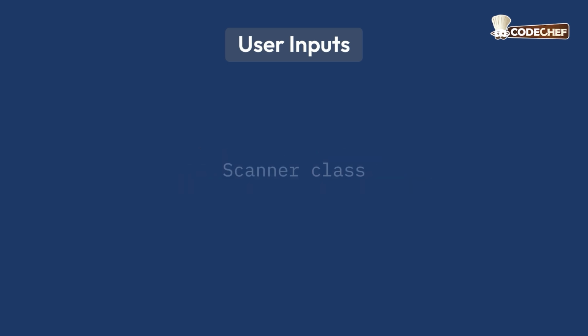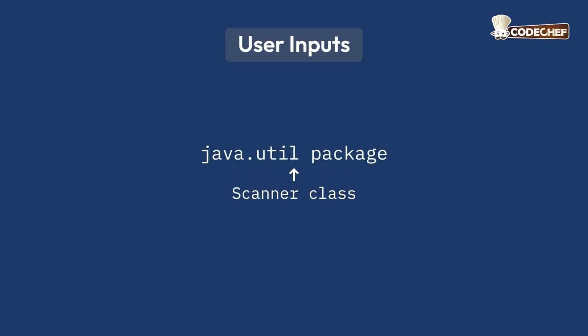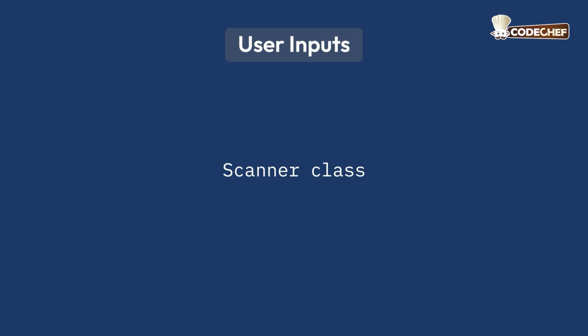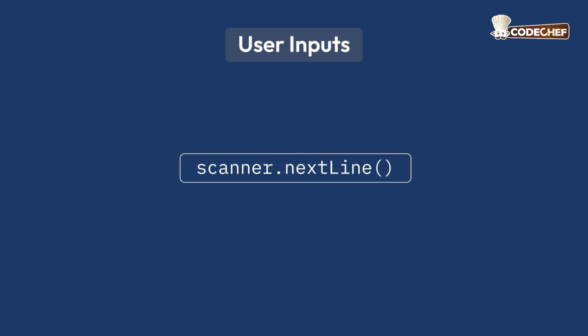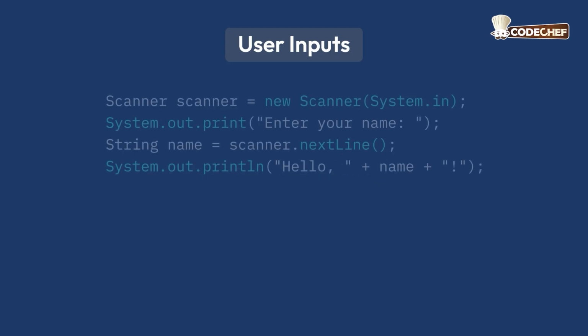To take input from a user in Java, we use the Scanner class. It is part of the java.util package. The Scanner class makes it easy to read inputs of different types, such as strings, integers, floats, and more. When the program encounters a method like scanner.nextLine, it pauses and waits for the user to input a value.